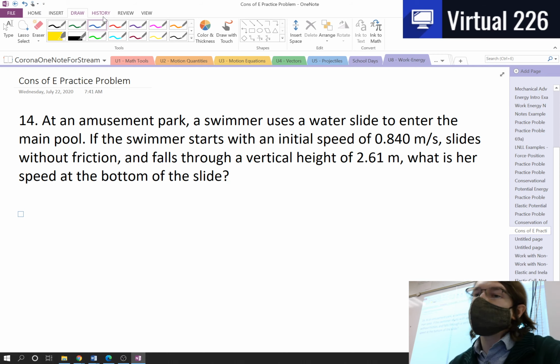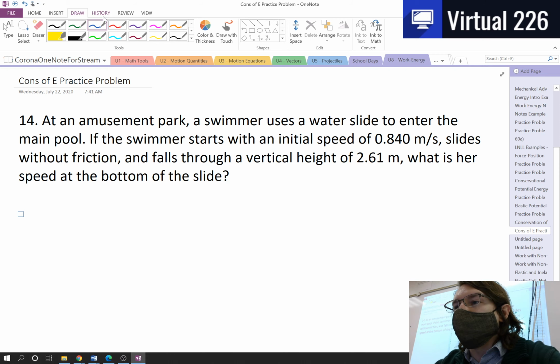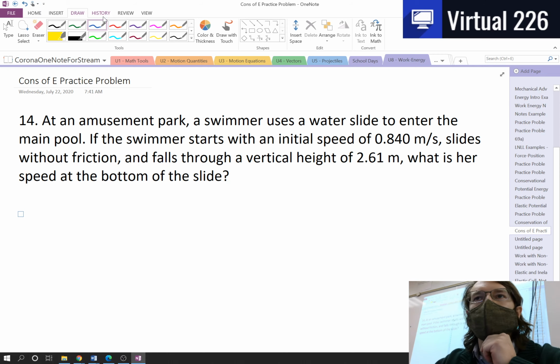Water's dangerous. But anyways, at an amusement park, a swimmer uses a water slide to enter the main pool. These water slides are super fun. Like, I'll never stop using water slides. They're so much fun, even with the risks.